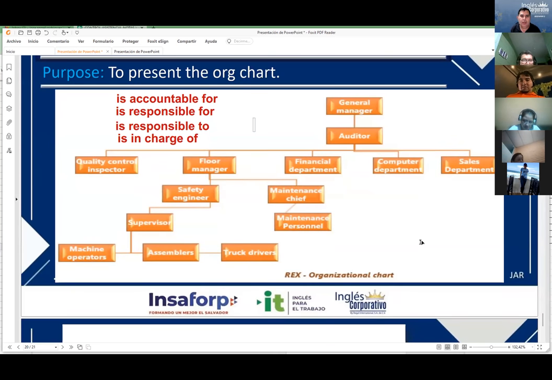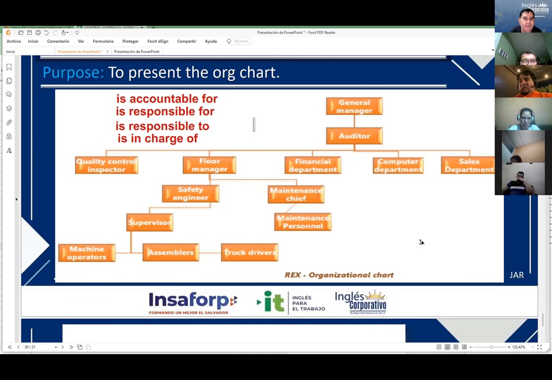Okay, who is in charge of selling? Who is in charge of selling the products? Sales department. Who is in charge of repairing the machines? Maintenance chief. The maintenance department. Exactly. Or the maintenance personnel.